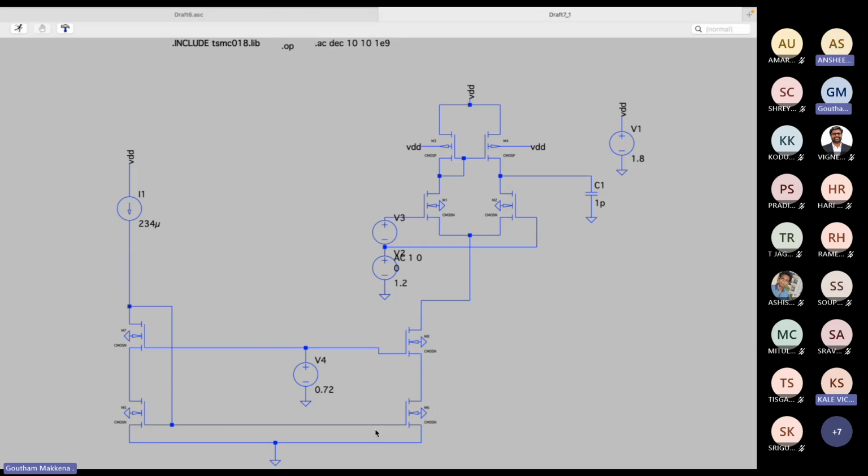Which curve will I refer to? GM over ID versus VGS. Very good. So from that curve, what will I obtain? GM over ID. Okay. So after that, what curve will I refer to then?